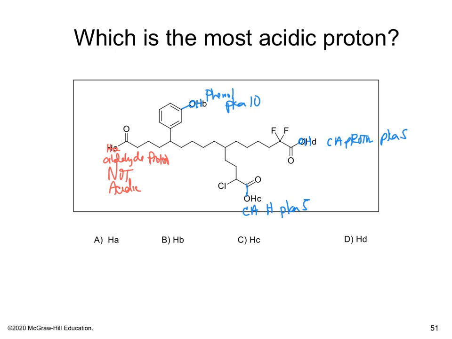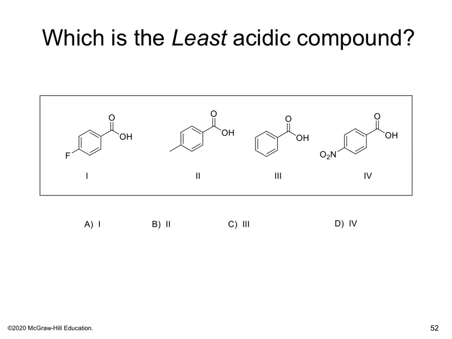pKa about 5. So we have to compare the 5s here. Which one's going to be more acidic? Well, here's your alpha carbon. It has chlorine. This alpha carbon has 2 fluorine. Fluorine's more electronegative, so the inductive effect is going to make this probably 100 times more acidic than this one here. So I would choose HD.